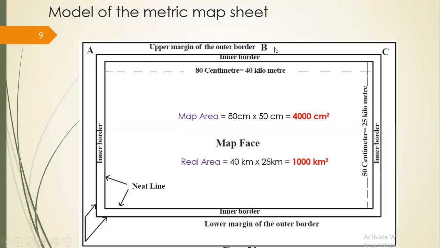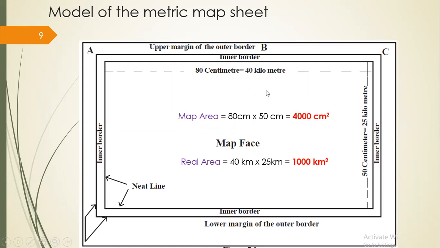Upper margin of the outer border is this border, upper margin. Then inner border is surrounding over the map sheet it goes, inner border. But upper margin is only at the upper area. Inner border goes surrounding the map. Then lower margin is the lower part of outer border. Lower margin of outer border. It has lots of information in the map sheet. You will see them later.